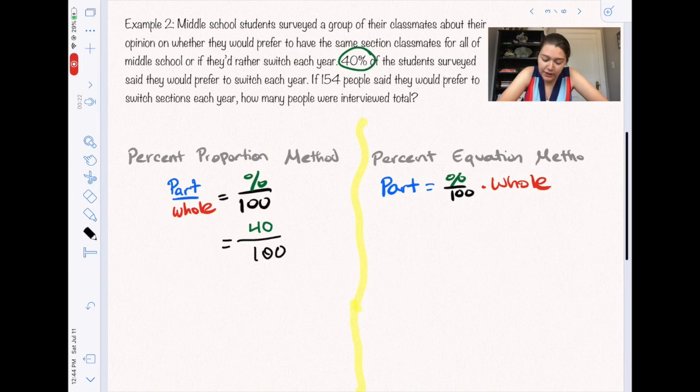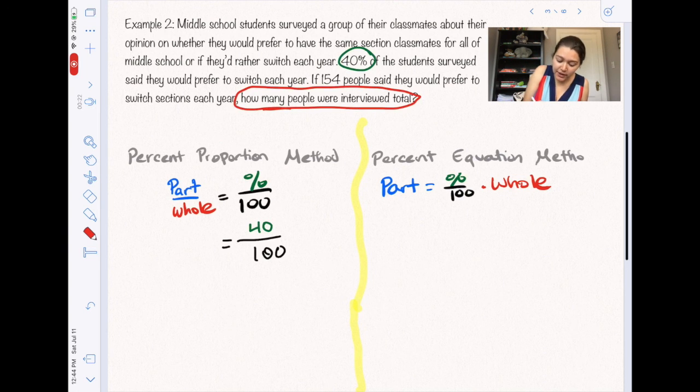And then we need to figure out, are they giving us the part or the whole? So 154 people said they would prefer to switch sections. How many people were interviewed total? When we're seeing a word like total, that's going to signify our whole. We're trying to find how many people were in total interviewed. So what we're trying to find in this problem is our whole. And then 154 people, that's the part, the number of the total who said they would prefer to switch sections. And that's 40% of the total.